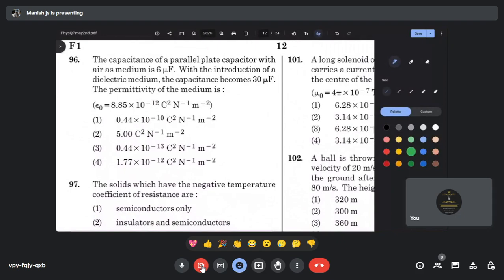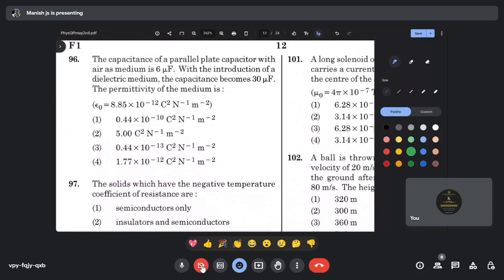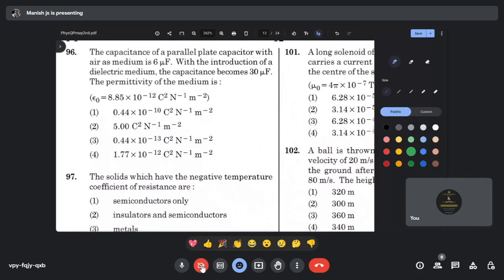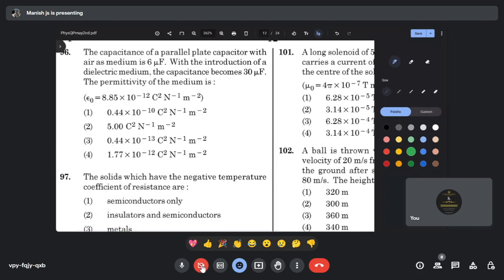The capacitance of a parallel plate capacitor with air as a medium is 6 microfarad. With the introduction of a dielectric medium, the capacitance becomes 30 microfarad. That means you introduce a dielectric slab and it becomes 30. The question is, what is the permittivity of the medium? The parallel plate capacitor relationship needs to be used. What is the formula? Epsilon naught A upon D.